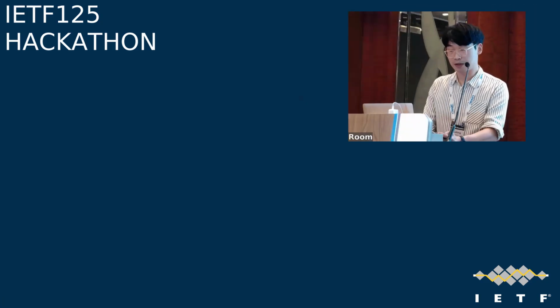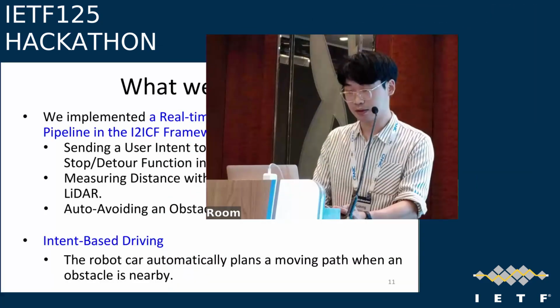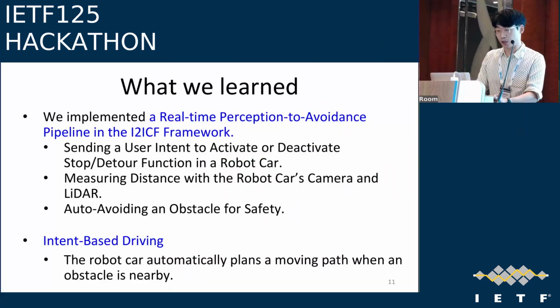So it's a demo. We built a real-time perception-to-avoidance system. The robot car's camera and radar measure distance, and the robot car can also automatically plan moving paths when an obstacle is nearby.